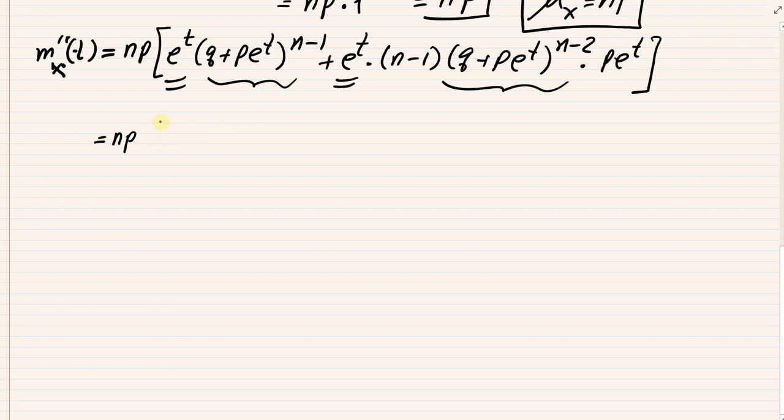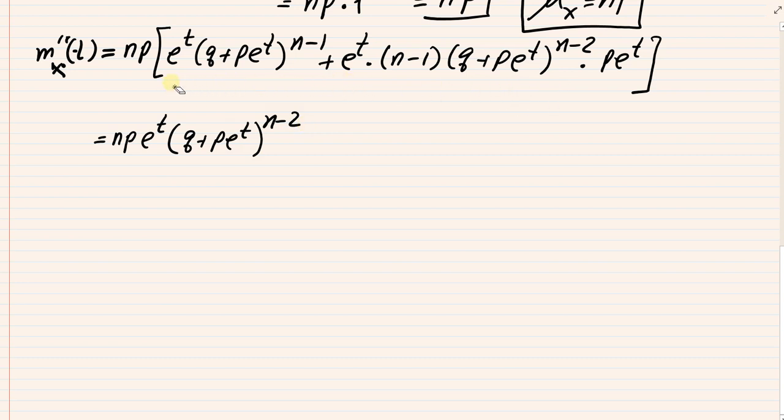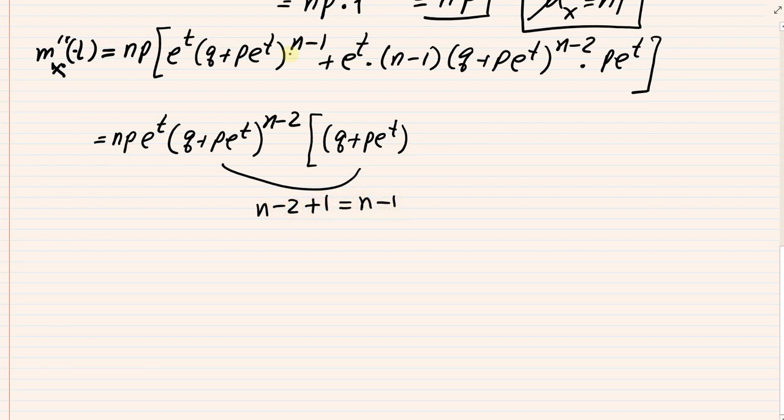Oh, actually, I forgot. I'm going to bring out the e to t first, and then the binomial q plus p e to t, but I'm going to factor n minus 2. So when I factor that, that means inside I'm going to get q plus p e to t, because if you multiply those two binomials, the exponent becomes n minus 2 plus 1, which is n minus 1, and that's what's there. Okay, so that's how you factor with exponent n minus 2.